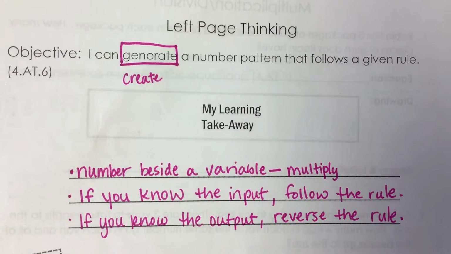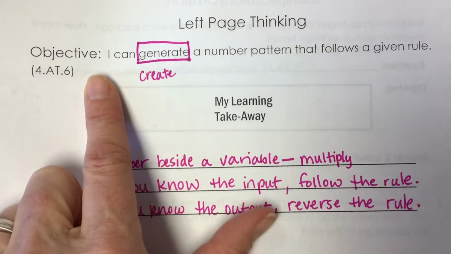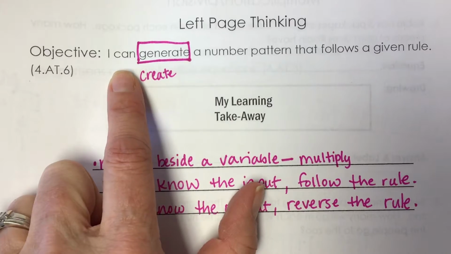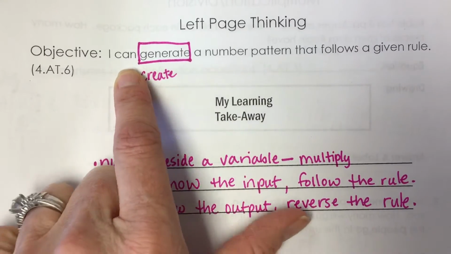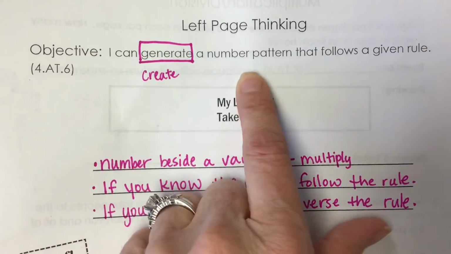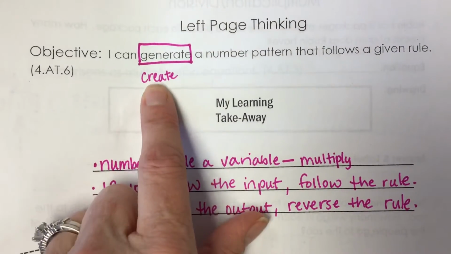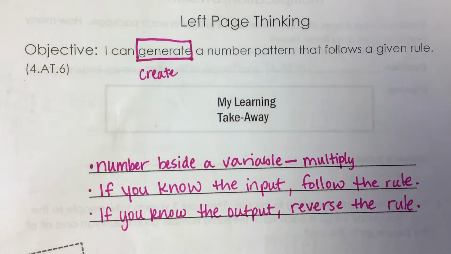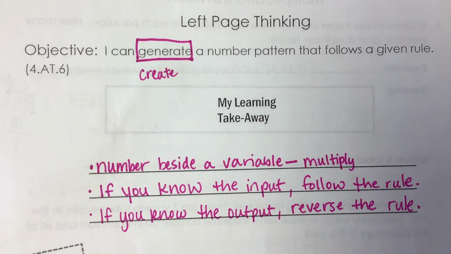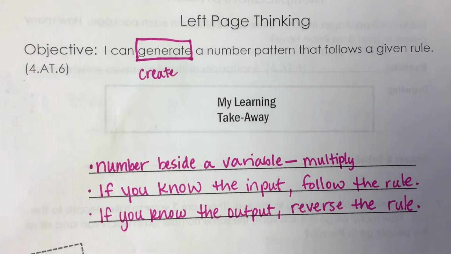Okay, before we start today, let's review our learning objective. Everyone read it out loud with me. I can generate a number pattern that follows a given rule. And we said that word generate means what? Create or make, okay? And we came up with a couple of learning takeaways that we can write.